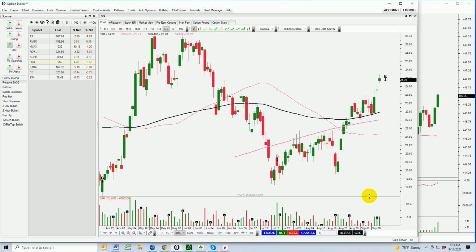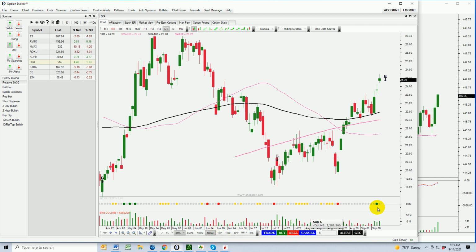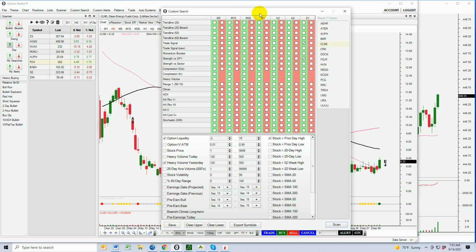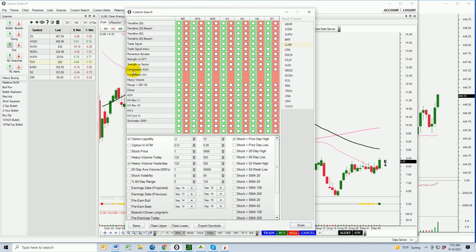So here we've got a nice little compression in here, big volume, compression breakout. I can also put up the 10 squeeze indicator. And there you can see, green dot means it was in a compression and it's been resolved to the upside. We can also search for these compression breakouts, CLNE. Yellow dot means it's in a compression, green means it's out of the compression, which by the way, we can search for stocks that are out of a compression and resolved to the bullish side or the bearish side on any time frame. We can also look for stocks that are in a compression.